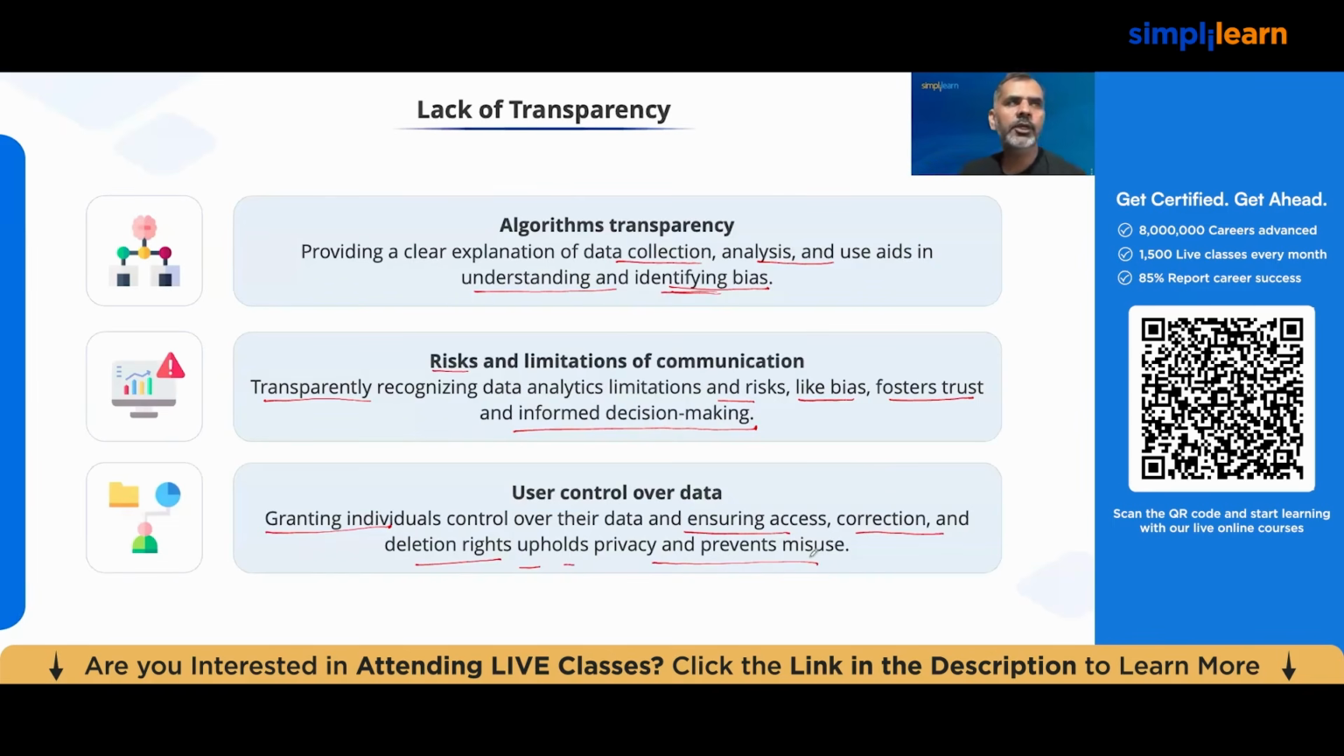So when you introduce transparency, at least you have to address these things. Your algorithm should be very transparent in terms of how the data was collected, whether there is any bias in the data or not, and what the limitations or risks involved with the communication are. That should also be very clear. And finally, you should give control to the user, so that if he is not interested, he can erase the data. He can modify the data. He can alter the data. It is not like once the data is collected, the user has no rights or control over the data.